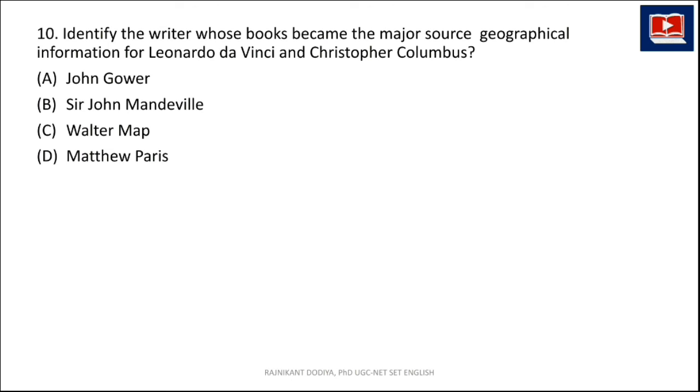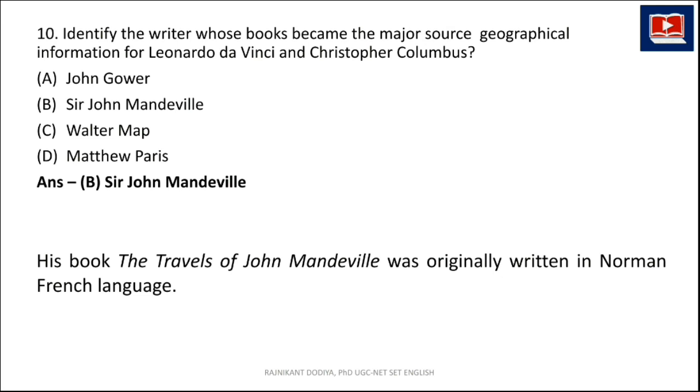Any guess? Let's see. It is B, Sir John Mandeville. Yes, friends, Sir John Mandeville is known as the author of a travel book. He is famous for his travel book, and the travel book's name is The Travels of Sir John Mandeville. It was written approximately around the 1340s and 1350s. Yes, the time is not particular here. This travel book was originally written in the Norman French language, which was translated into English and other languages as well.